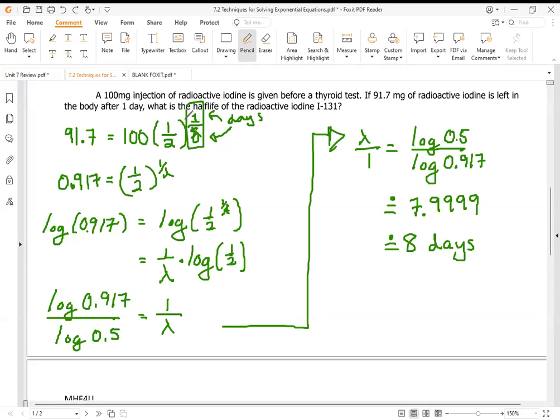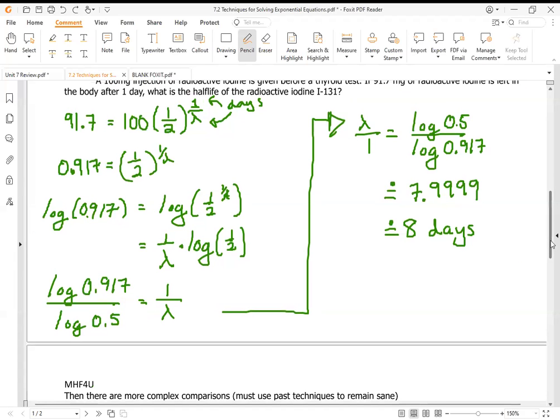Do you always have to add log to both sides, or could I just add it to that side? If you are bringing something in, it has to be done to both sides of an equal sign, as an equation. Okay, so 8 days.